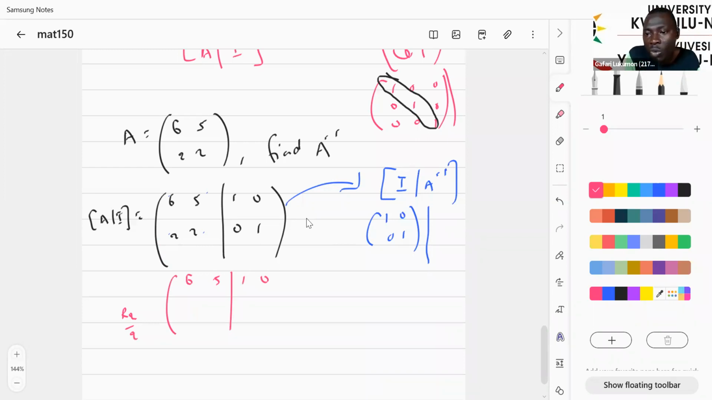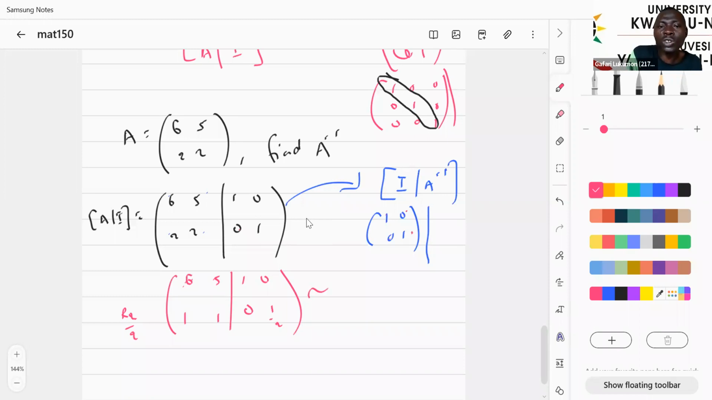Then this one will give me 1. 2 divided by 2 again is 1. 0 divided by 2 is 0. 1 divided by 2 is a half. I hope you understand now. Since what we are interested in is to change this side to 1, 0, 0, 1, it means this 6 should also be 1. Then how do you make it 1?